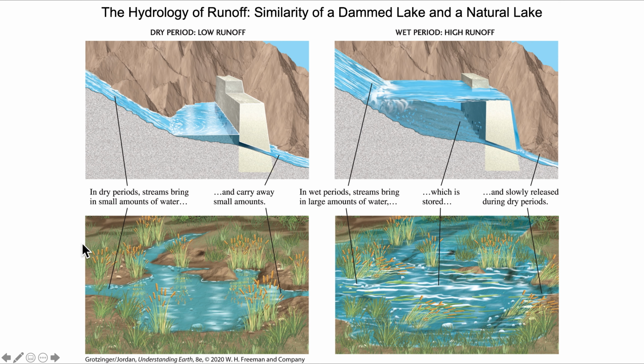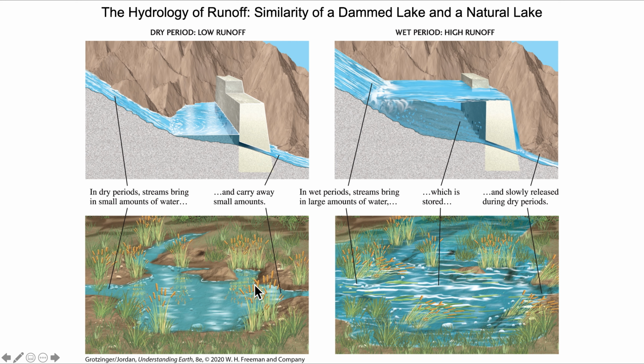In a natural lake, during dry periods, the smallest superficial expression of the lake is going to be exhibited. So as long as water is flowing out, the lake is going to reach some minimum size and stay at that minimum size. If that water stops flowing out, the lake can continue to get smaller and actually dry up completely.